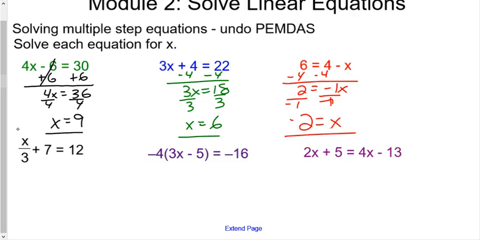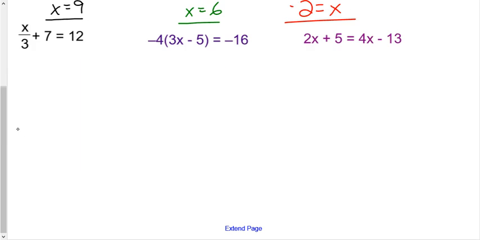You cannot leave a negative in front of the variable. And it does not matter whether the variable is first, like it was on the first two problems, or second, like it is on this. Negative 2 equals x is the same as x equals negative 2.